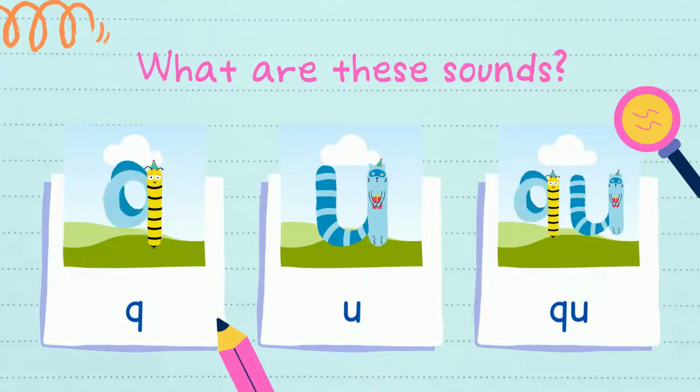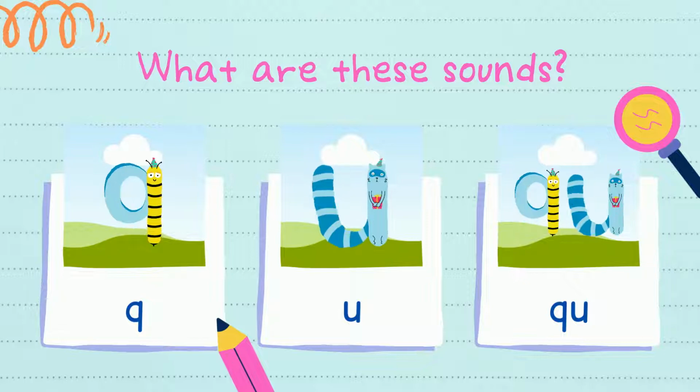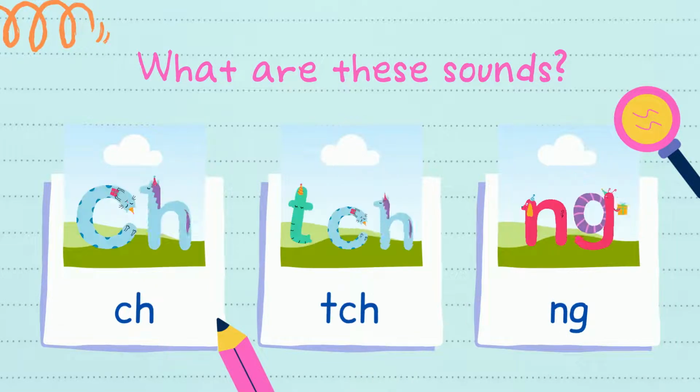Next, you have Q and U. Q and U put together makes the sound Qu. Even though the letter U makes its own sound, when you put both these letters together, it is Qu. Next, you have C and H together, and even TCH together. Both of these make the same sound, ch.